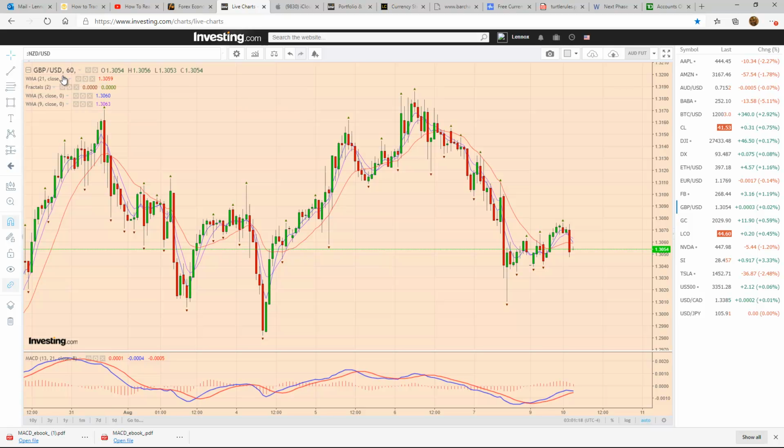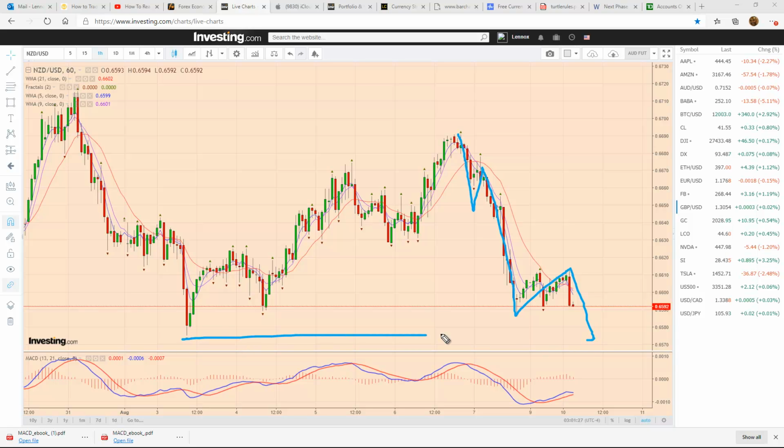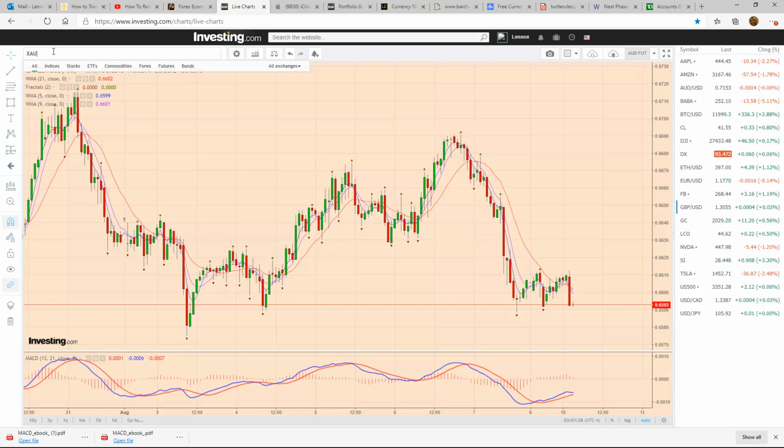New Zealand US dollar. Again, I'd be looking at a similar setup and this move to the downside. Okay, again, back down to support area. So those are all the base pairs against the US dollar. So that would include gold. So let me put gold up there.